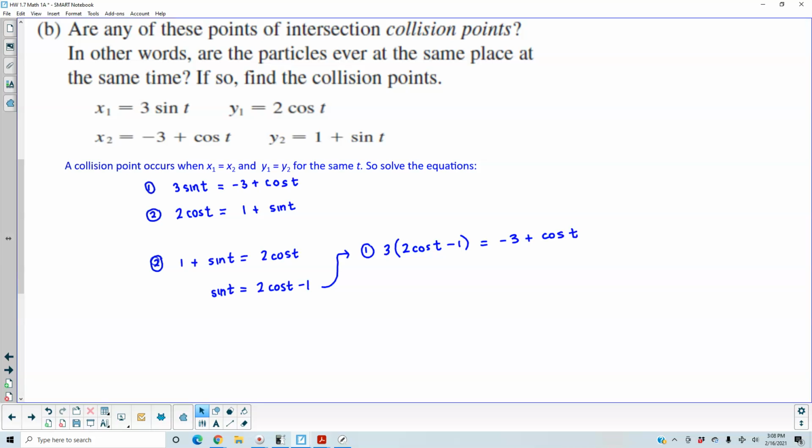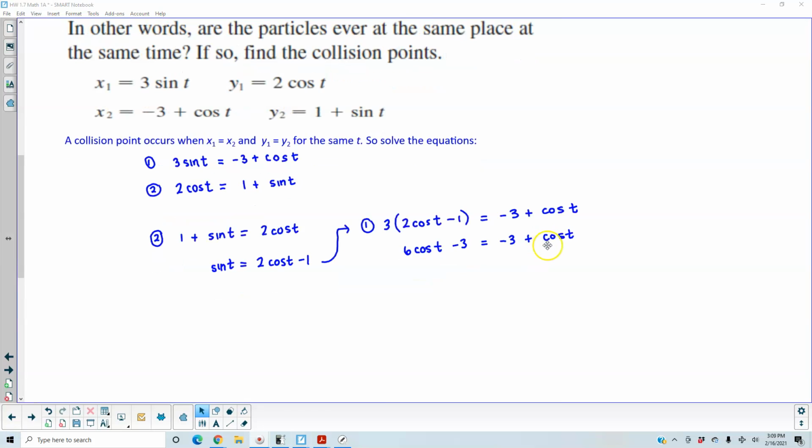So if we distribute the 3, we get 6 times the cosine of t minus 3, which is equal to negative 3 plus the cosine of t. So if we subtract the cosine of t to the left side, we end up with 5 times the cosine of t. And if we add 3 to both sides, we get 0. And so therefore we have the cosine of t, if we divide both sides by 5, equals 0.